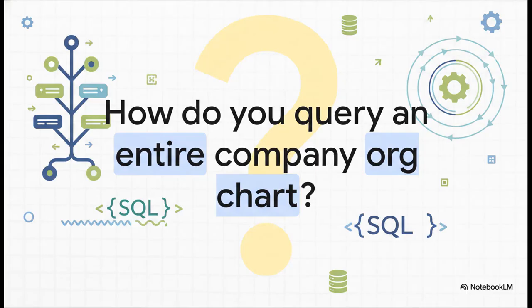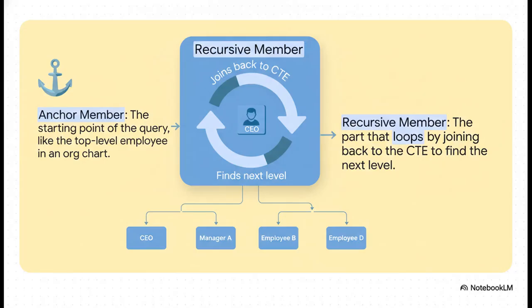So let me ask you this. How would you handle something like a company org chart? The CEO at the top and then all the managers and the reports all the way down. It's a classic data challenge, right? Well, recursive CTEs are the standard, and honestly, the most elegant way to solve exactly this kind of problem, traversing these tree-like structures. Let's break down how this magic works.